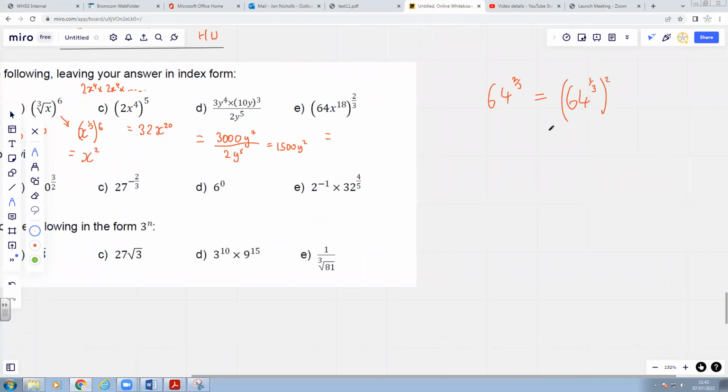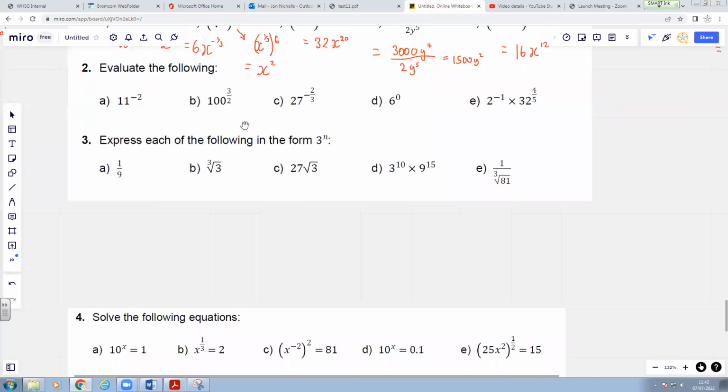Power of a third means cube root, and the reason why that's the case is because we times that, and 2 times a third is 2/3. But power of a third is cube root, and the cube root of 64 is 4. So we're really doing 4 squared, and so that's 16. So what we're going to have here is 16 x to the power of, now do 2/3 times 18, and 2/3 of 18 is 12, because 1/3 is 6.